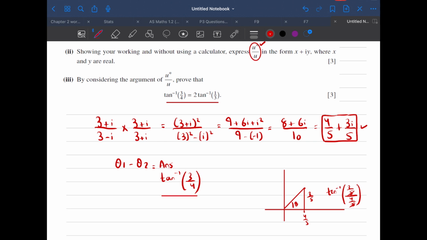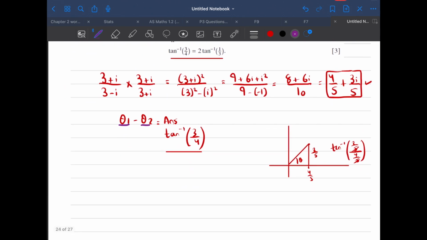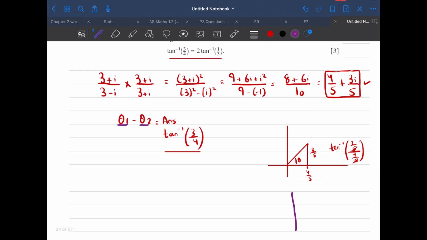That's it. Now, what's the rule of division? Argument 1 minus argument 2. So what was argument 1? It was U conjugate. So now let's find the argument of U conjugate. U conjugate will lie where? 1, 2, 3 and 1. It's going to lie here. So its argument will be tan inverse 1 upon 3. Do you get this? Then minus in the middle.